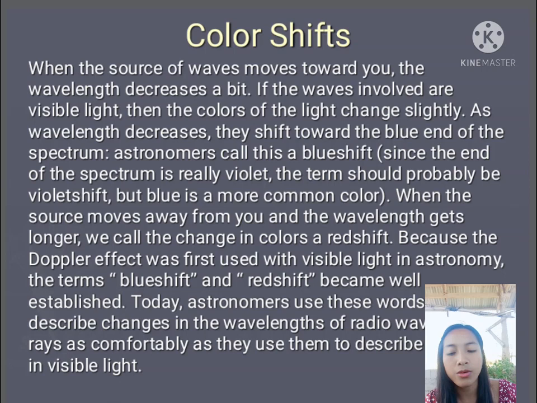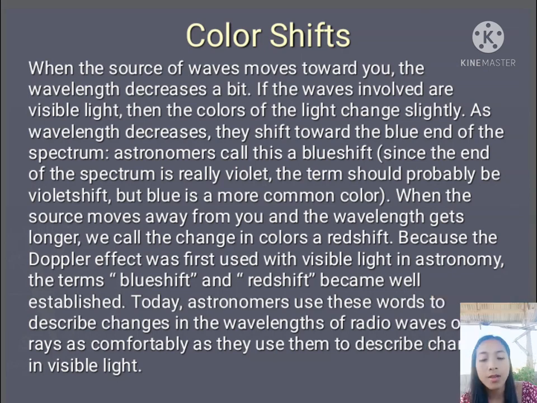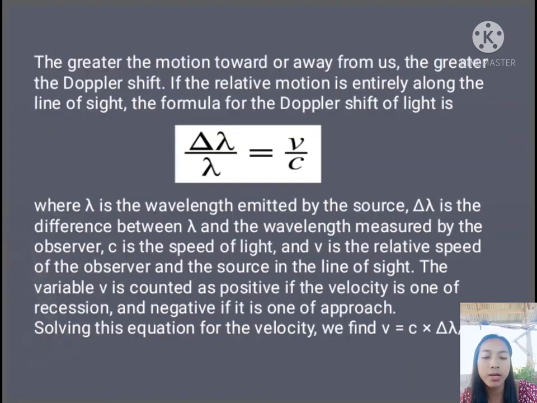When the source moves away from you and the wavelength gets longer, we call the change in colors a redshift. Because the Doppler effect was first used with visible light in astronomy, the terms blue shift and redshift became well established. Today astronomers use these words to describe changes in the wavelengths of radio waves or x-rays as comfortably as they use them to describe changes in visible light. The greater the motion towards or away from us, the greater the Doppler effect or the Doppler shift.